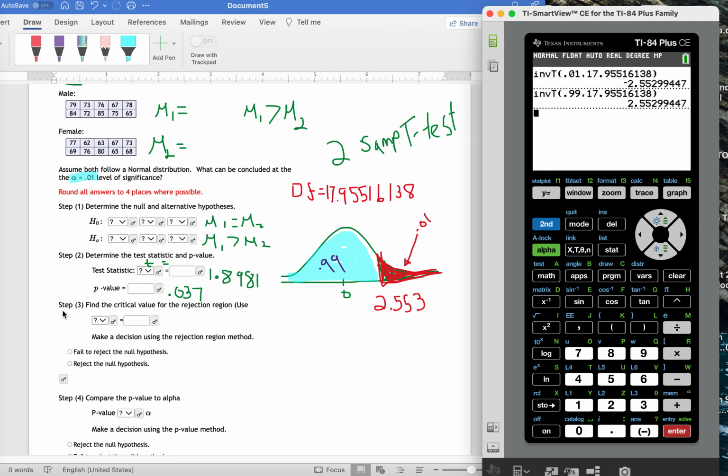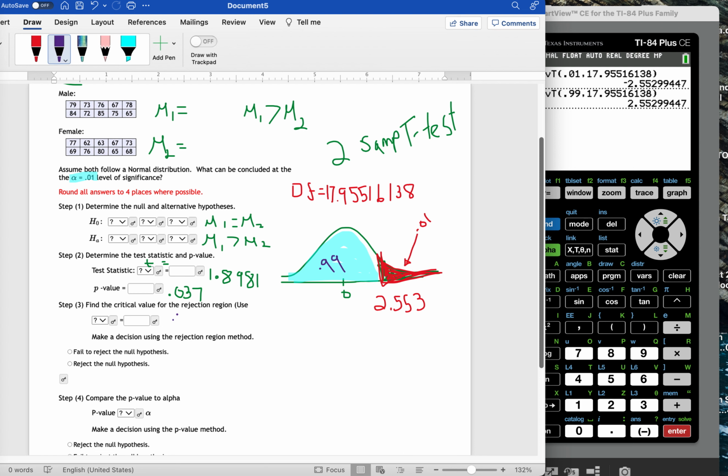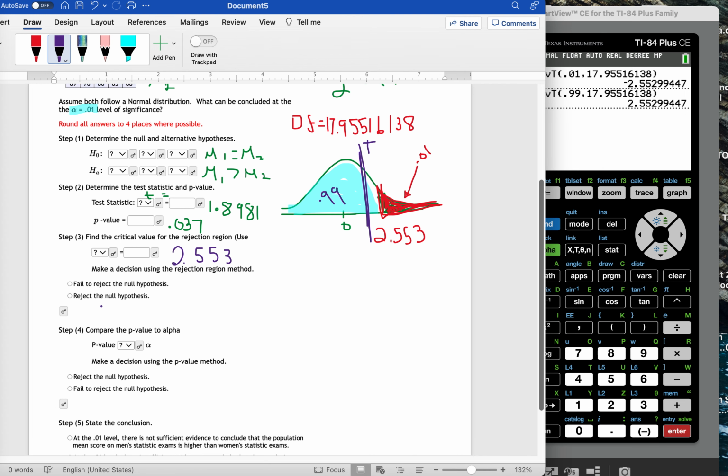Okay, now for the critical value, we got that was 2.553. Now we're going to use the test statistic to see if that falls in the rejection region. The test statistic we got was 1.8981. That 1.8981 falls between 0 and 2.553. There's where it falls. That's my test statistic. That is not in the rejection region, so we're going to fail to reject the null hypothesis. We're not going to reject it.